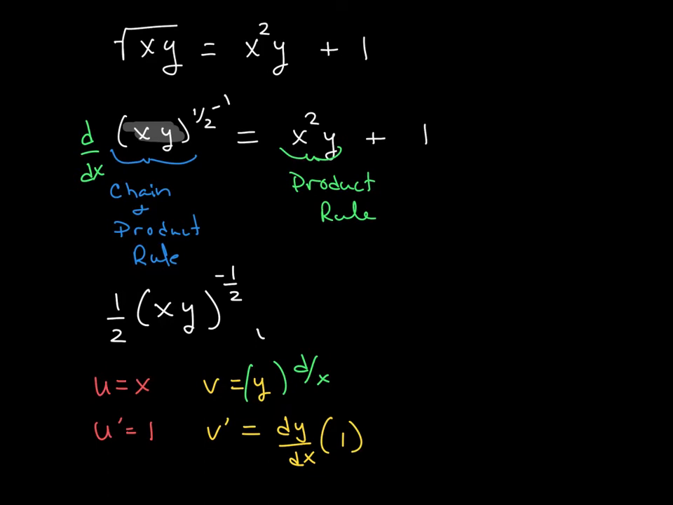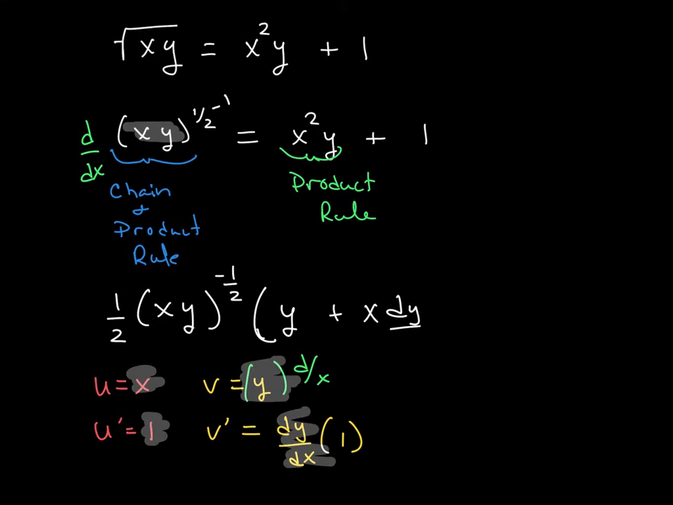So I multiply all of this times 1 times y, or just y, plus x times dy dx. And just remember, all of this is the product rule, and it's only for this first portion, for the left-hand side of the equation. Let me go ahead and remove this.